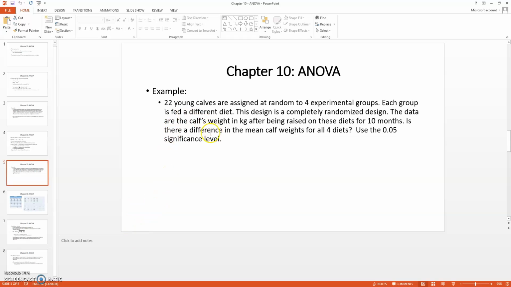In this example, we're looking at an agricultural example. We have 22 young calves. They have been assigned at random to 4 experimental groups. Those are the populations. Those groups are based on different diets, with the hope that one of these diets produces bigger calves. The data are the calves' weights in kilograms after being raised on these diets for 10 months. Is there a difference in the mean calf weights for all 4 diets? Which one of these diets is going to be better than the others? We'll test at the 5% level of significance.